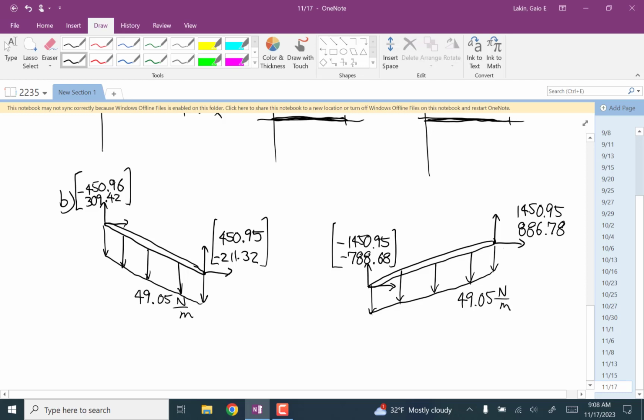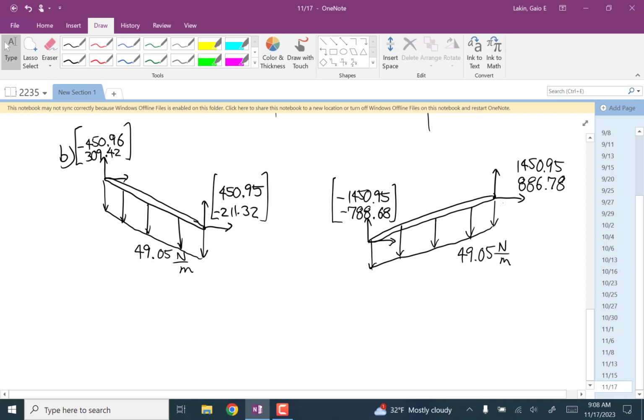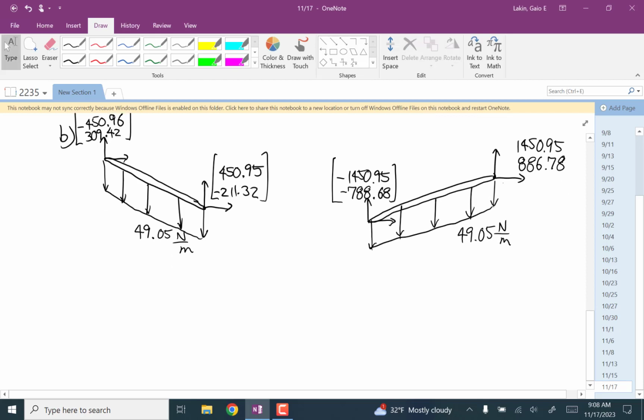Okay, that's all for today. No, just kidding. Okay, so now we have to calculate the internal loads.